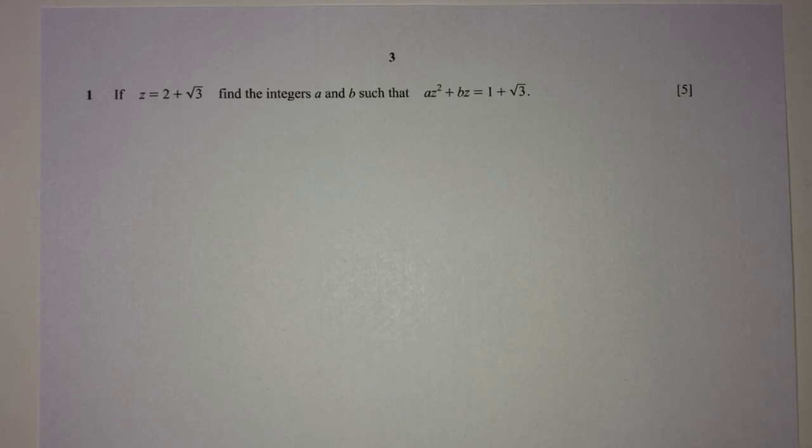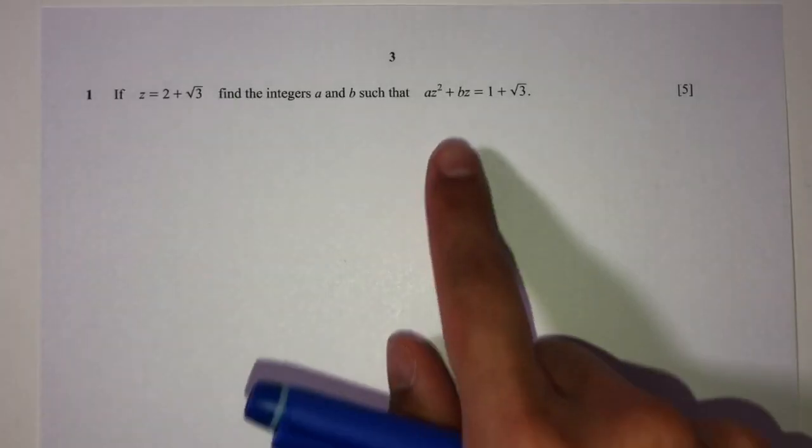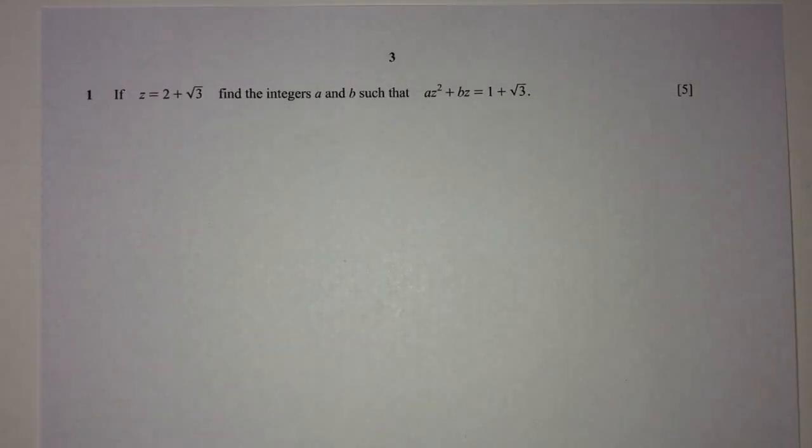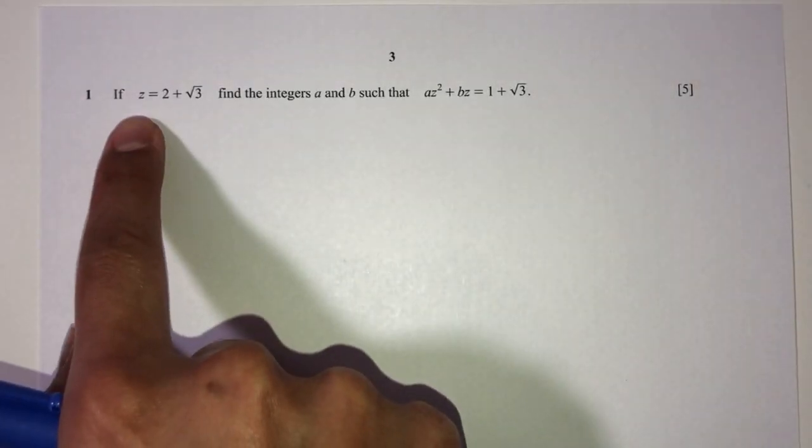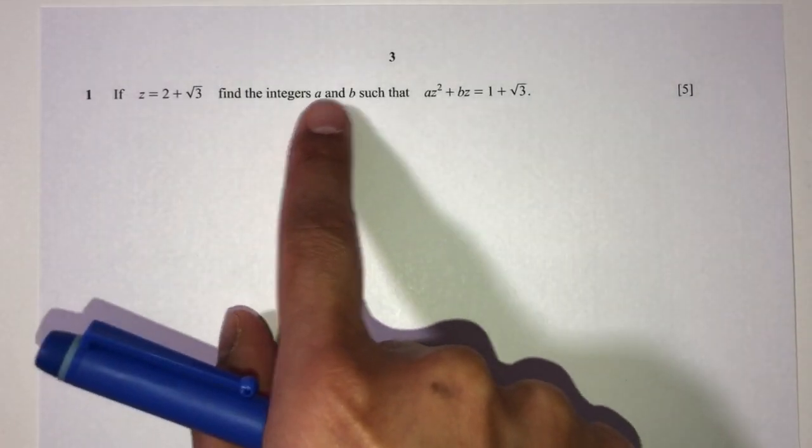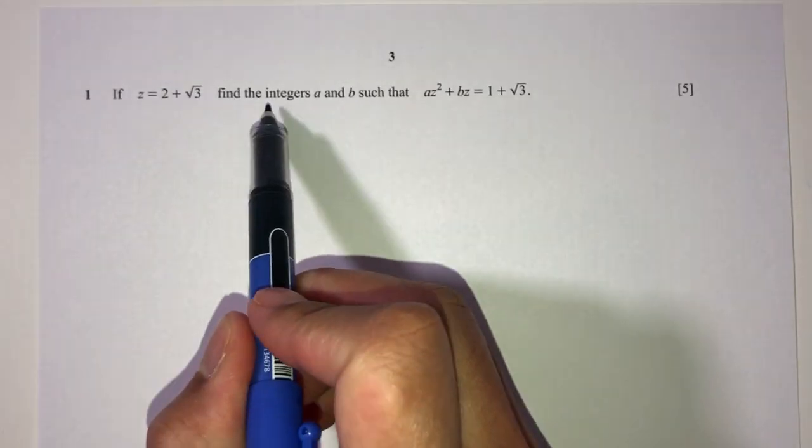So if z is equal to 2 plus root 3, find the integers a and b such that this equation is true. Now, the first thing we know is that we have this equation and we have the value of z, so we have to use that to find a and b. Now, it is asking for the integer values. Now you have to know what are integers. So integers are whole numbers.